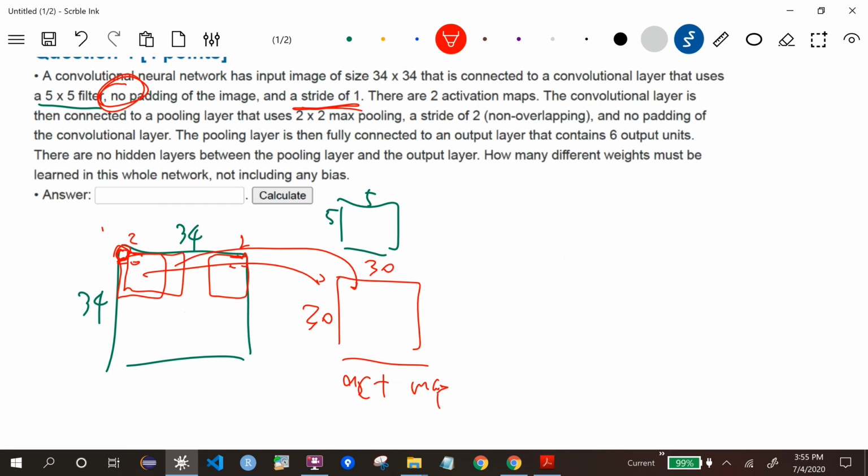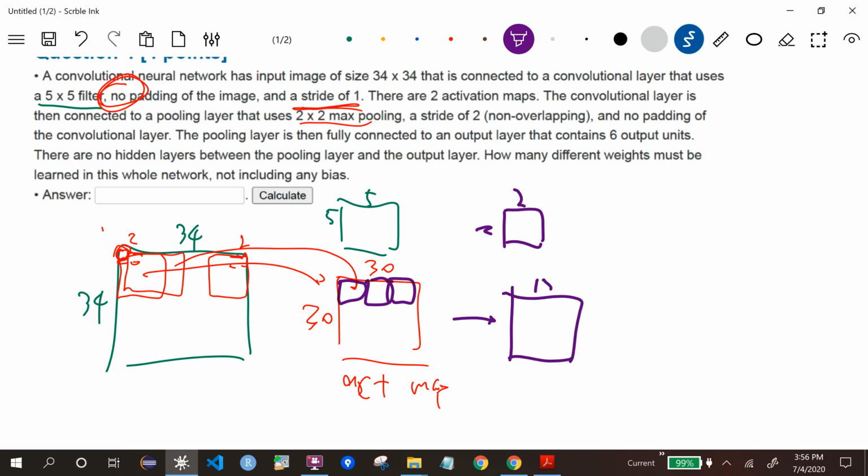And then next, we have a 2 by 2 max pooling, and we're just doing the same thing. And by definition, max pooling does not use zero padding. So we are just halving the number of units. So here it turns into 15 by 15, a smaller activation map. So this is our activation map number 2.